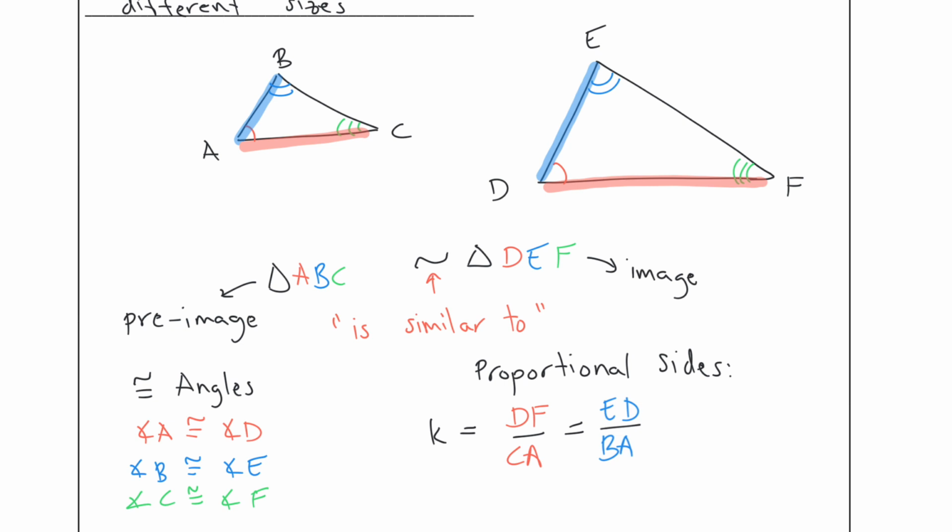And then, of course, the very last ratio that we have is going to be from side FE to side BC. All right. And there you have it. That is the definition of similar polygons, along with two very important properties. Once more, just to reiterate, angles are congruent, sides are proportional.